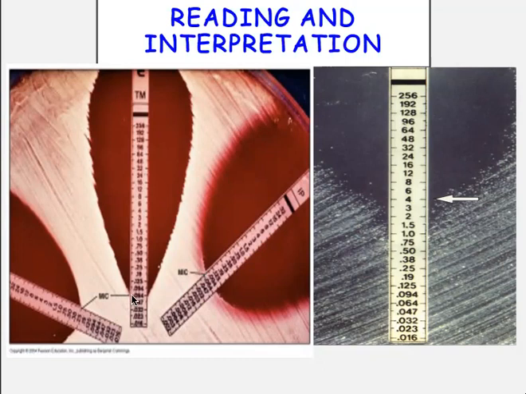Di ba? So kung saan nakatuon yung dulo ng ellipse niya, yun yung MIC. So in this case, ayan. So kung i-close up natin, makikita mo may colony pa dyan. So ang pinaka-area na clear na yung kanyang edge would be sa 4 micrograms. Ayan. So yan ang kanyang MIC.